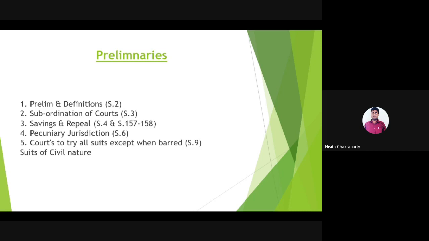Now comes the fourth part, that is pecuniary jurisdiction, which is section 6. For us, pecuniary jurisdiction is civil judge junior division. Now they call it civil judge only for Odisha. So it is 50,000. It can vary for other states. For more than 50,000, you have to approach civil judge senior division. The fifth part is that courts have to try all suits except when barred, section 9. That is suits of civil nature, which has been discussed there. So these are the preliminaries that you have to start with first.